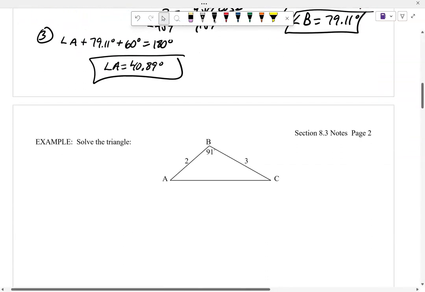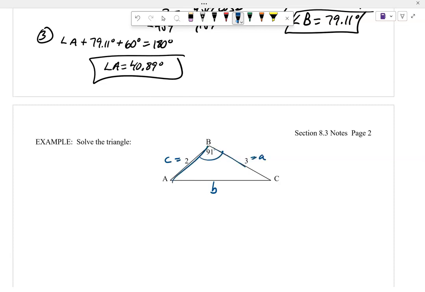Let's do that for this one. Now let's go ahead and label our sides. And notice I'm given side, angle, side, right? So side, angle, side, or side, side, side. That's when you want to use law of cosines. This is a good problem for you guys to try. So I'm going to pause this for a second, let you guys try it.